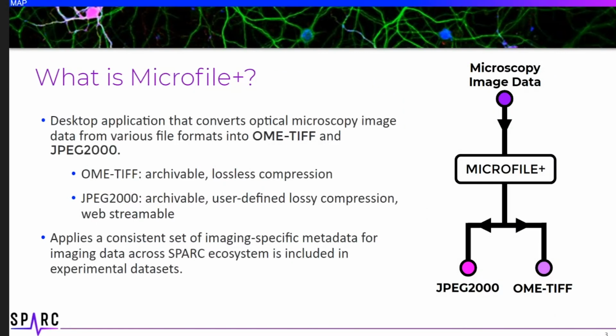MicroFile Plus is a novel, freely available file converter. It ingests proprietary image file formats and converts them to more widely supported image formats inclusive of important experimental metadata. Metadata is a set of data that describes and gives information about other data. This information is contained in the area of the file called the file header that can be easily accessed and read by humans and computers. The image formats OME TIFF and JPEG 2000 were selected because of their readable metadata storage, compatibility with open source software such as ImageJ and Fiji, longevity expected for file format support, and web streaming capabilities.